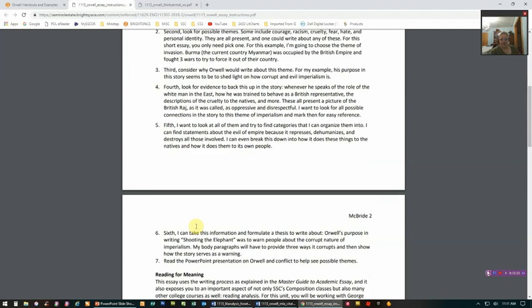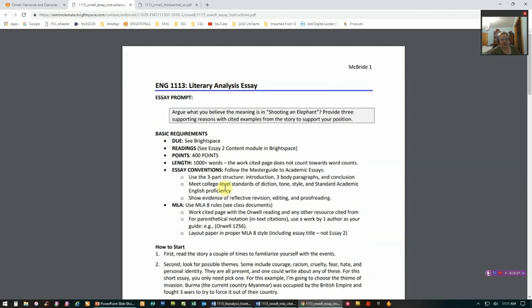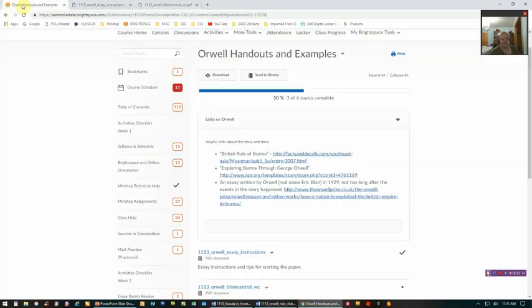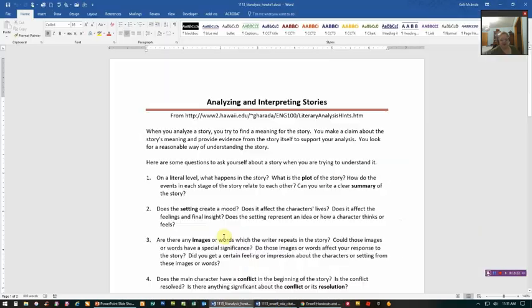Okay? All right, so let's go back and look at the analyzing and interpreting stories handout. I did not write this. I found this and I thought, well, this actually worked great. Why repeat it myself? This looks at some of the different things that you're going to break the story down into and look at to maybe figure out what's going on.